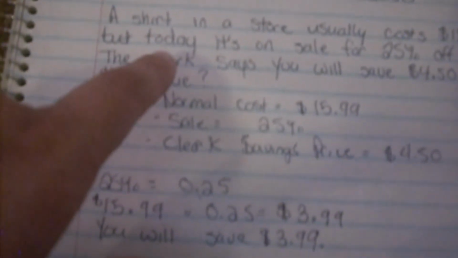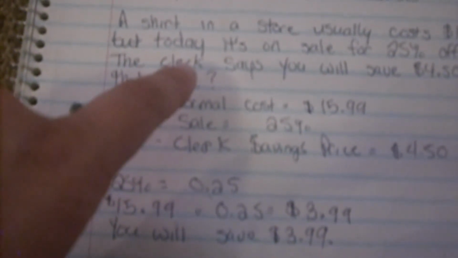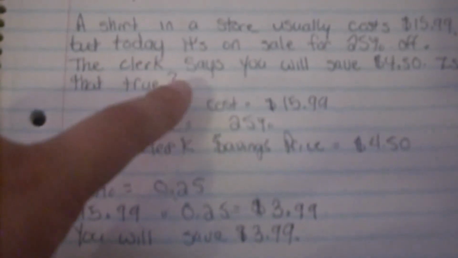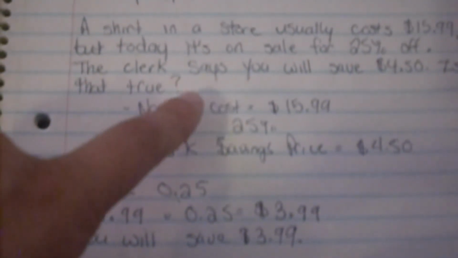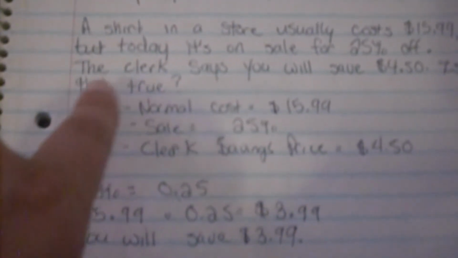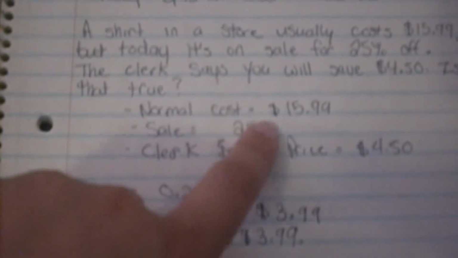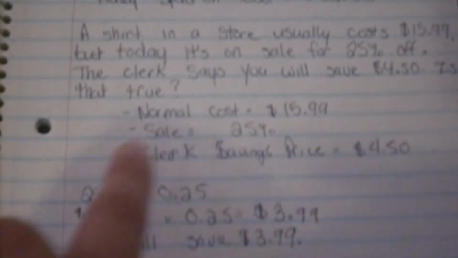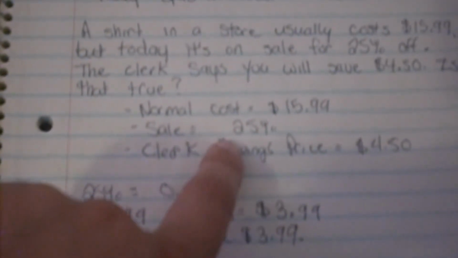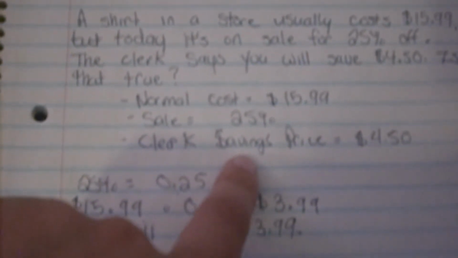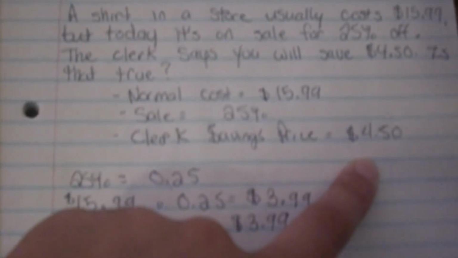Alright, a shirt in a store usually costs $15.99, but today it is on sale for 25% off. The clerk says you will save $4.50. Is this true? So we're going to pull out what we know. The normal cost is $15.99. The shirt is on sale for 25% off. The clerk says you will save $4.50. So we have to check the clerk's math.